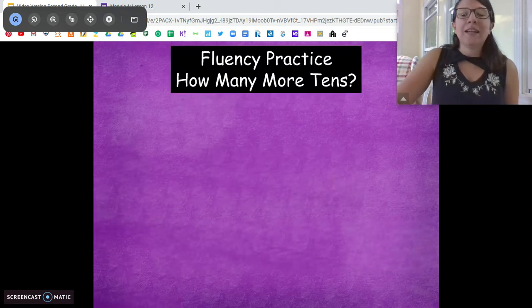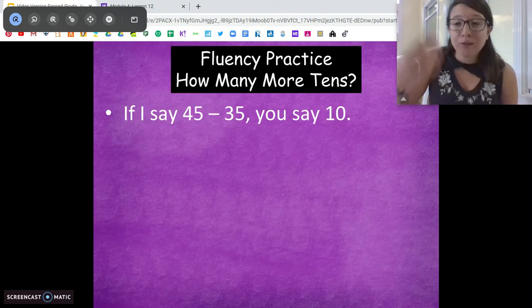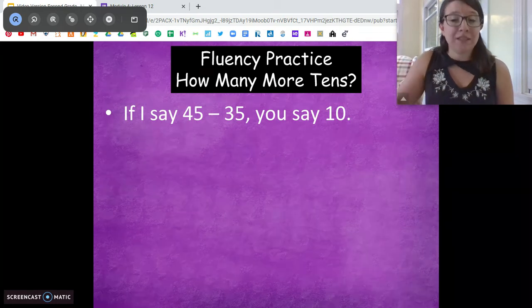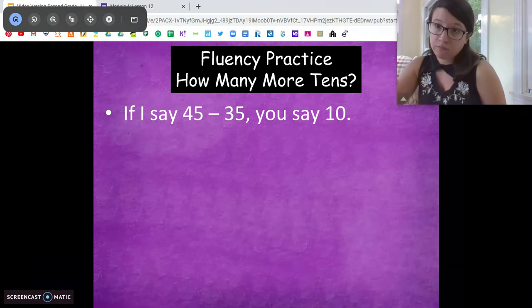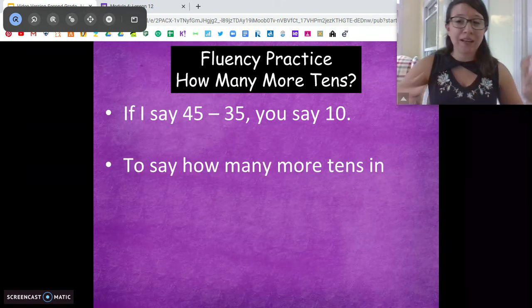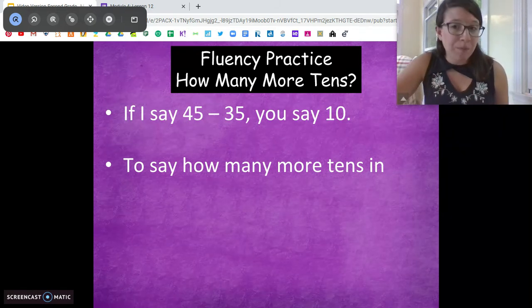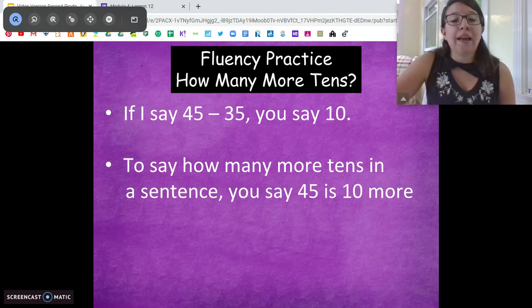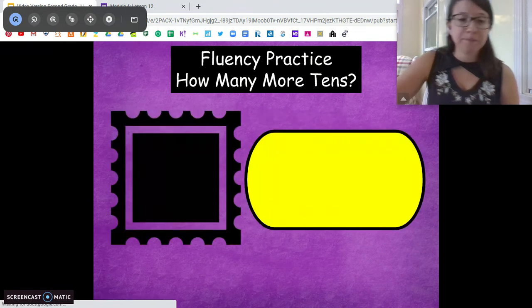All right, today we're going to start off with a little fluency practice. I'm going to give you a subtraction problem, and you need to tell me the difference. Tell me what the answer is. So if I say 45 minus 35, you'd say 10. Then we're going to put that into a sentence so we can relate the two numbers. What I mean is you're going to tell me how many more tens. So you'd say 45 is 10 more than 35, right?